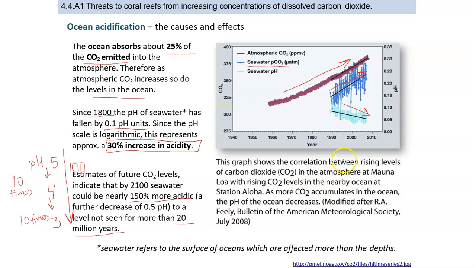So I think I've already explained the graph. The graph shows the correlation between rising levels of carbon dioxide in the atmosphere at Mauna Loa with rising carbon dioxide levels in the nearby ocean at the station Aloha. As more carbon dioxide accumulates in the ocean, the pH of the ocean decreases. That's what I explained over here. All right.